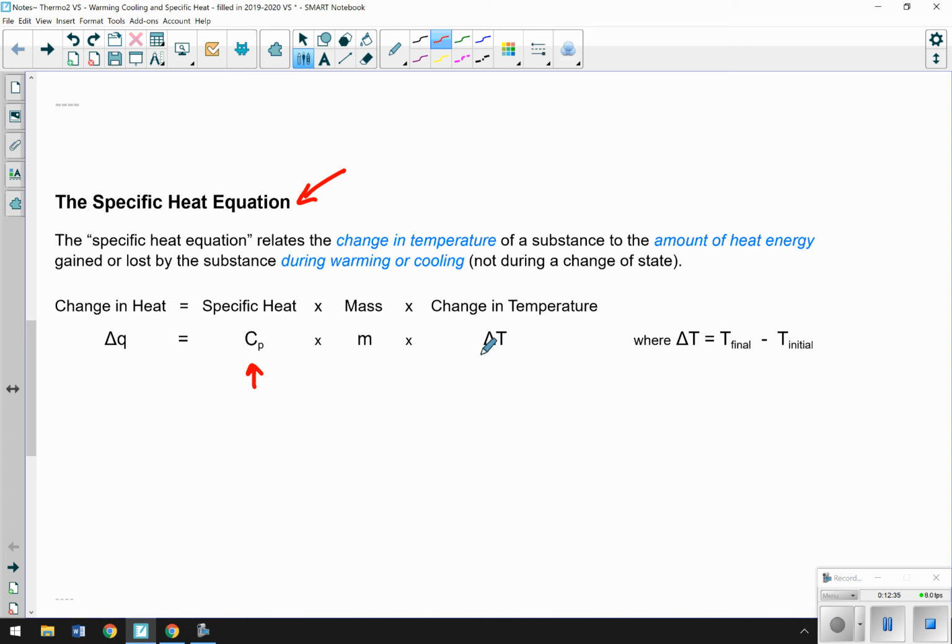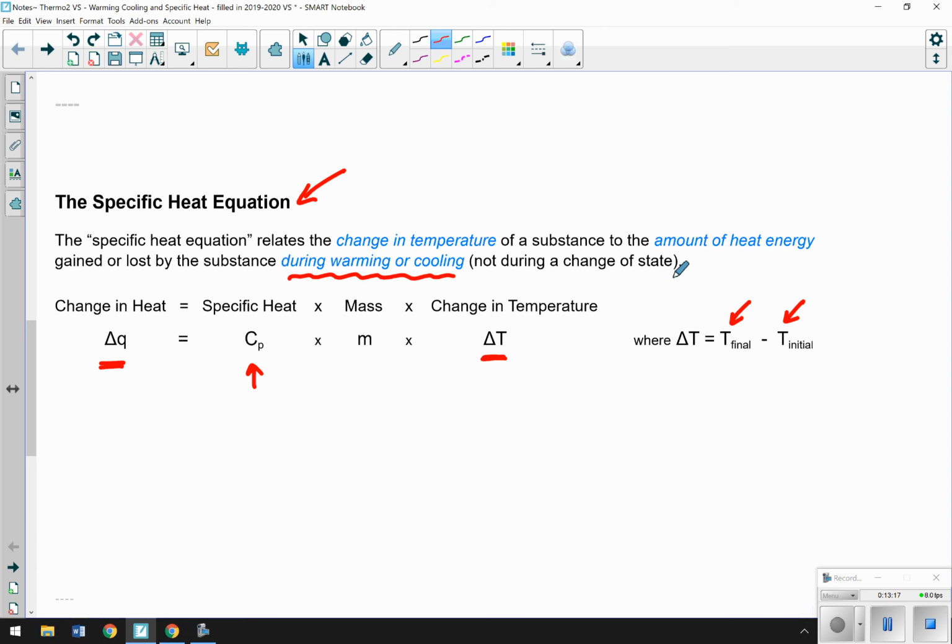Remember, that Greek letter delta means change. And whenever we talk about the change in something, we always take the final state minus the initial state. So if you were going to calculate a change in temperature, you would take the final temperature minus the initial temperature. And again, the specific heat equation is an equation that relates this change in temperature of a substance to the amount of heat energy gained or lost. This is during warming or cooling, that is, getting your temperature increased or decreased. It has nothing to do with melting or boiling. That's a completely different equation, which we're not going to be able to get to.